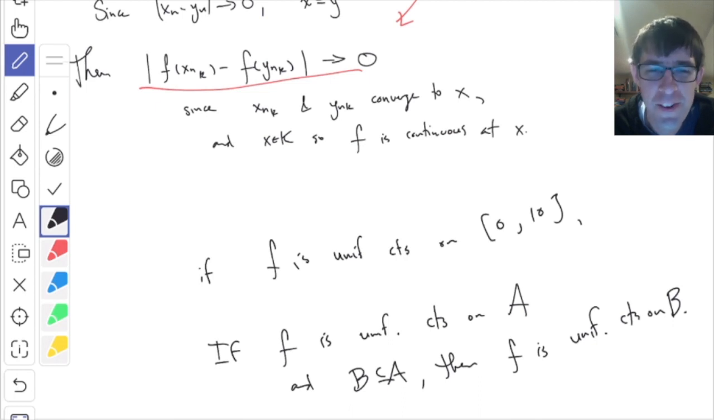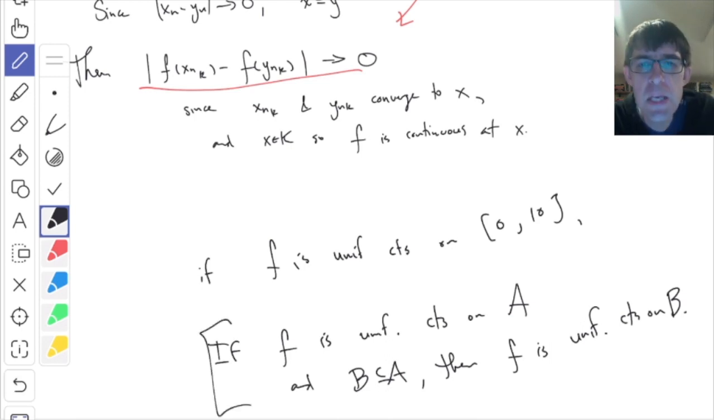Okay, good. In this, it doesn't matter if B is a closed set or compact set or anything. B can be an open interval as long as it's inside of a compact subset of the domain. Then it will be uniformly continuous. Yes, it's true. That's a good question.